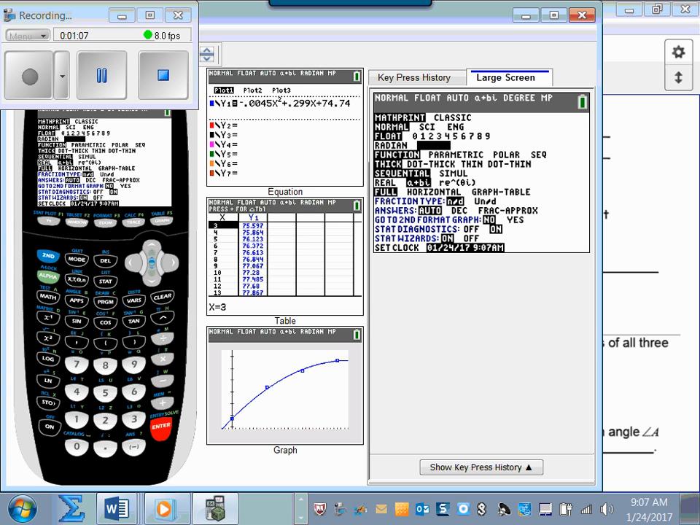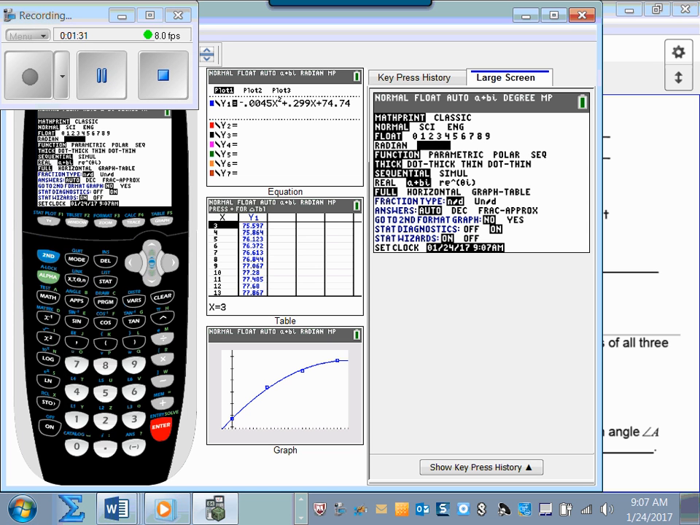Now let me tell you, every time you have to clear your calculator, which you will have to do before every quiz or test, your calculator's default mode is radian, so you're going to have to go back in and reset it for degrees. Nobody's going to remind you to do that when you go to take the SOL, so you have to remember to go back and set it to degrees.